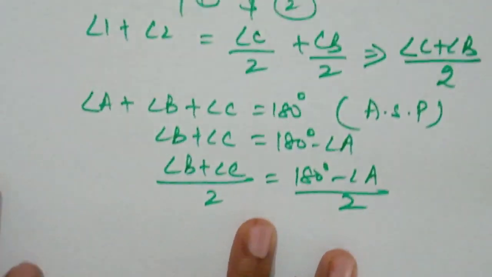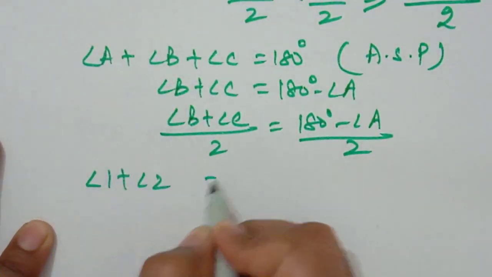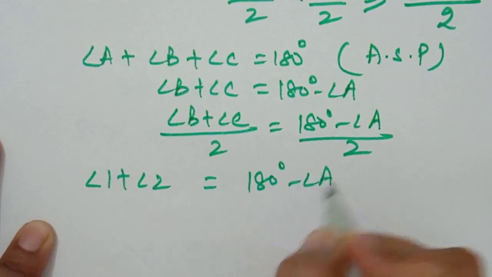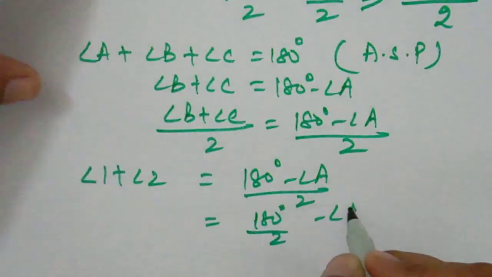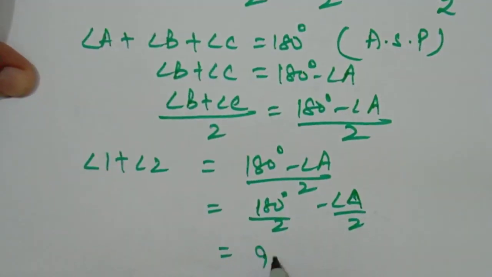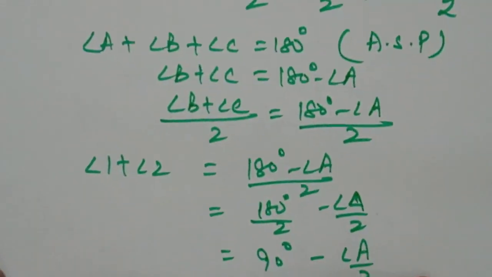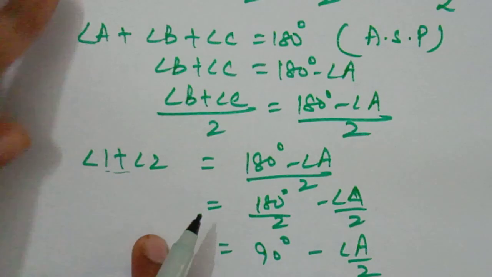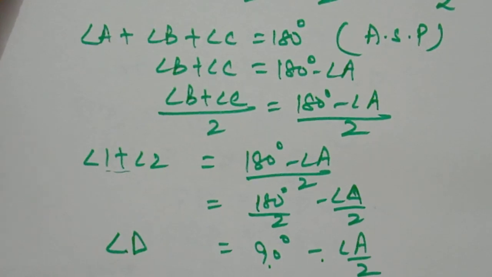So we will put this value here. Angle 1 plus angle 2 is equal to 180 degrees by 2 minus A by 2, which is equal to 90 degrees minus A by 2. So see, this is your angle D, because 1 plus 2 is angle D. Angle D is equal to 90 degrees minus half of angle A. We have to prove it. So students, with this same method you have to find angle E as well as angle F.